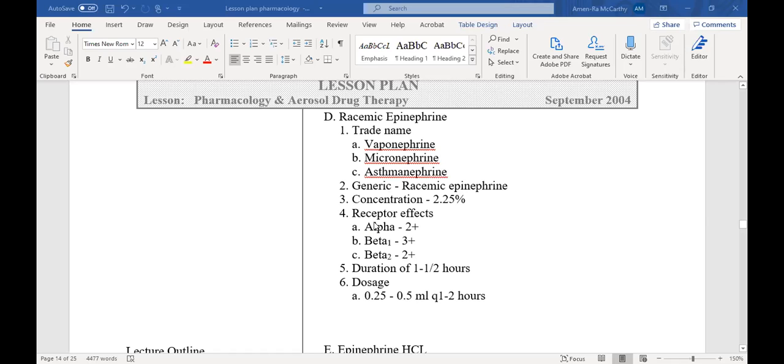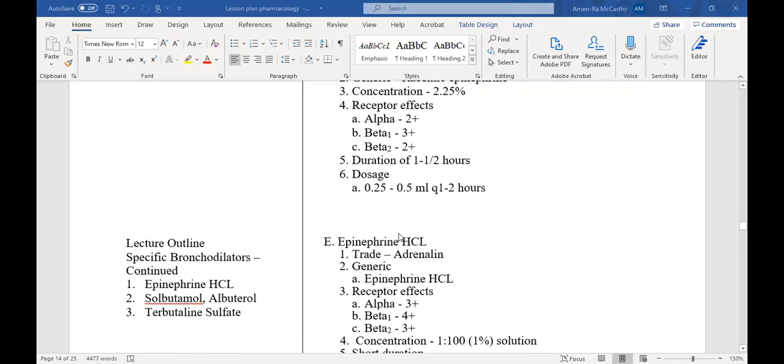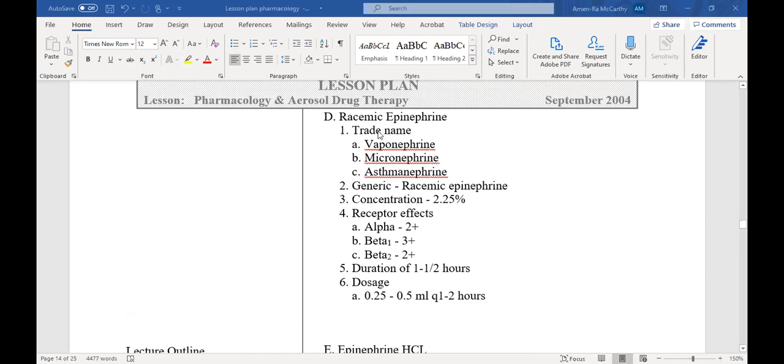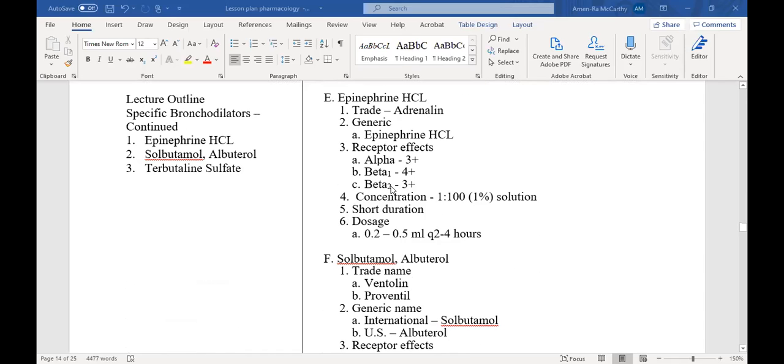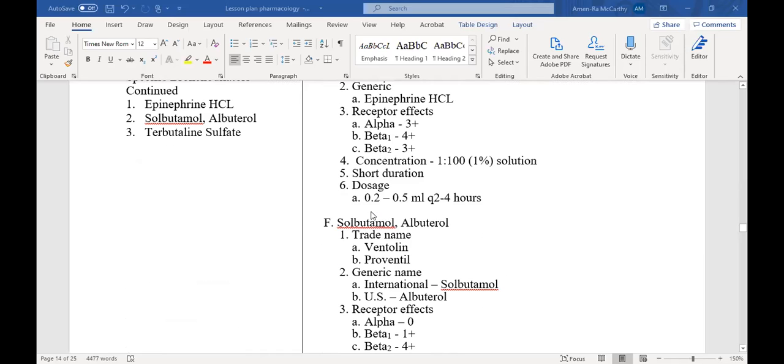Racemic epinephrine doesn't have as strong an alpha effect as epinephrine has, okay? And this is the one we use for breathing treatment, okay? The Vaponefrin, Micronefrin, and Asthmanefrin, right? Those are the ones we use for breathing treatments. Epinephrine is more like an IV, okay? These will be more of an IV med that we give to help keep the blood pressure up and the heart rate and everything up, okay?